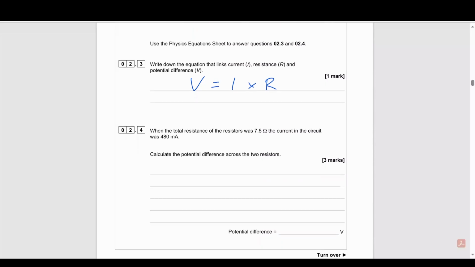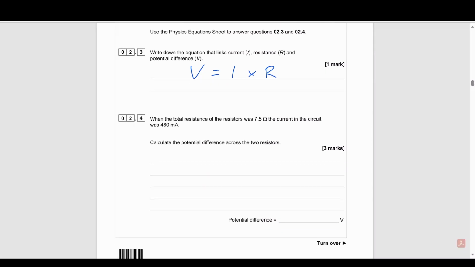2.4. When the total resistance of the resistors was 7.5 ohms, the current in the circuit was 480 milliamps. Calculate the potential difference across the two resistors. So using our equation, V equals I times R. The resistance is 7.5 ohms. The current in the circuit is 480 milliamps, as we identified before.